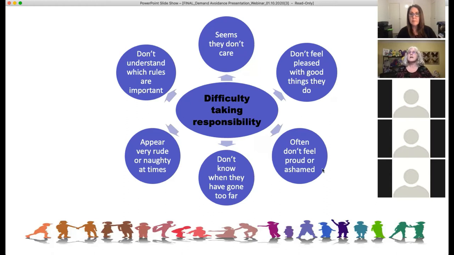What else is here? Oh, they don't seem to care, and nothing could be further from the truth. They're terrified. They know that what they're doing is not okay, but they don't know what to do about it, and they're really, really scared. So if we can come from a place of understanding that they're terrified, that can be really, really helpful.